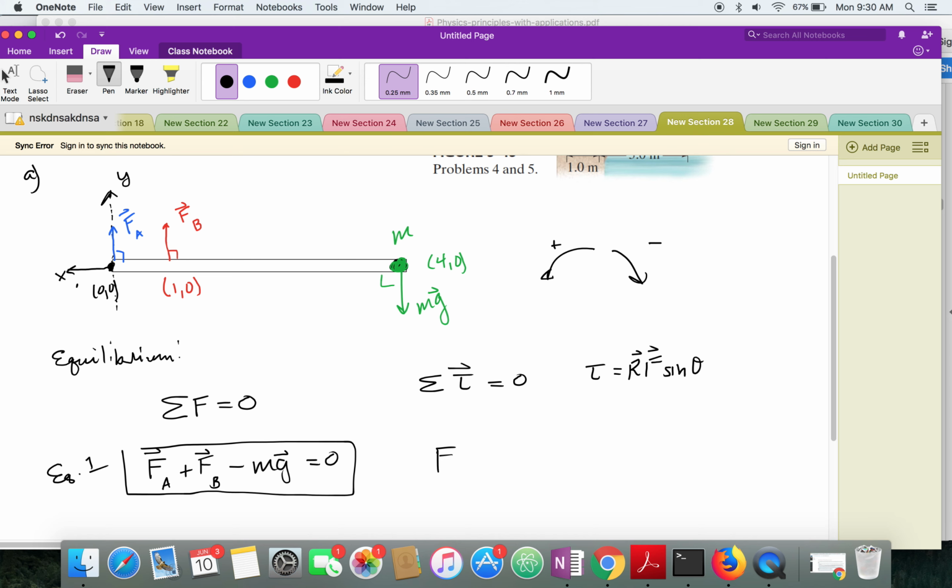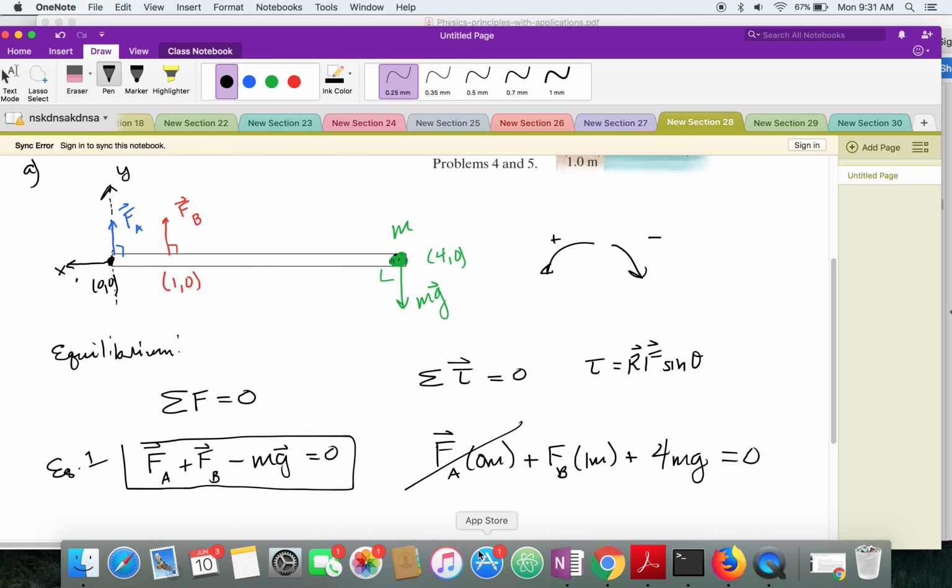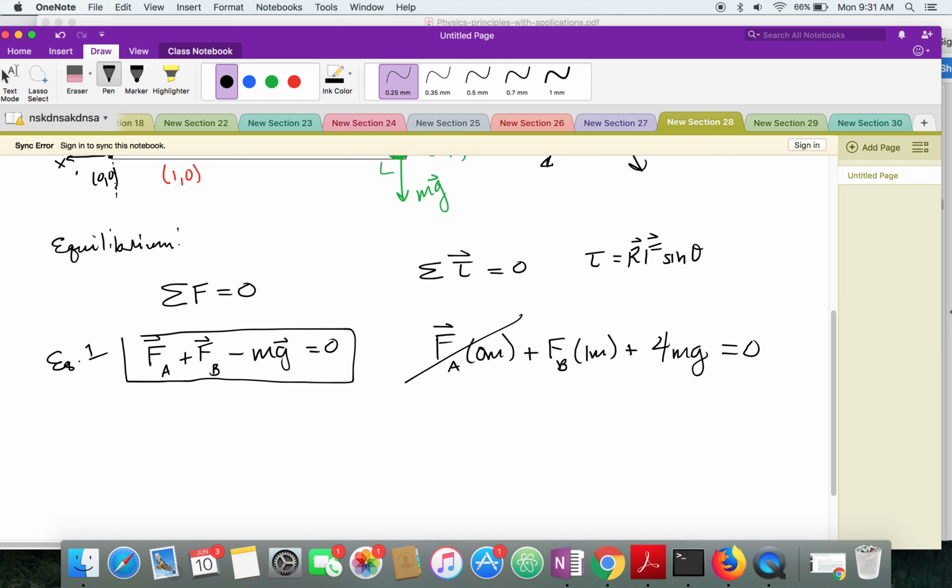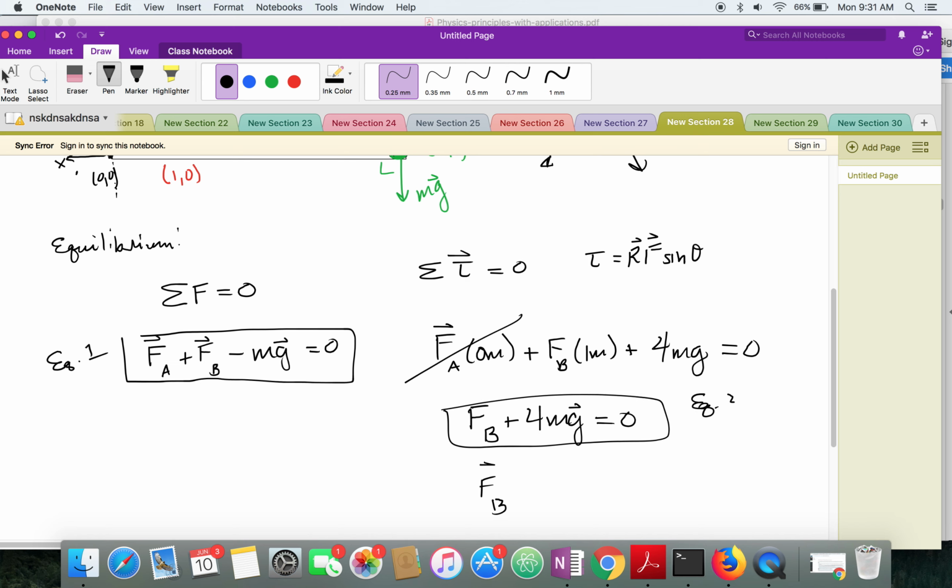So again, we have FA times 0 meters plus FB times 1 meter plus 4 meters times mg equals 0, so 4 mg. Now, the first term is 0, because anything times 0 is 0. Anything times 1 is just itself. So we have that FB plus 4 mg equals 0. We can solve for FB. This will be equation 2. Solving equation 2, you get that FB is minus 4 mg.